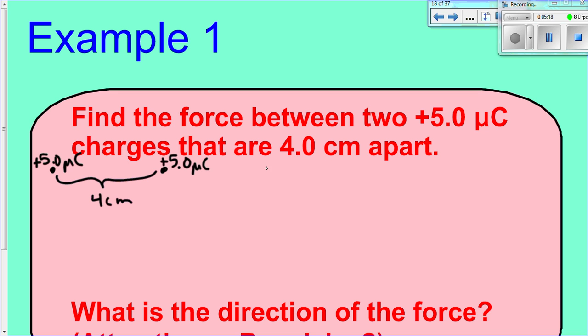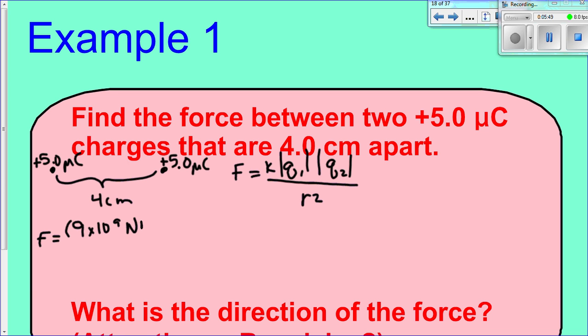Now I just have to figure out what is the force. So remember, force is going to be found by using Coulomb's law, which is K times the absolute value of Q1 times the absolute value of Q2, all divided by R squared. And so let's plug that in. So force, I'm going to start over here because I'm going to need some space. Force is equal to, K is my K constant, which is 9 times 10 to the ninth, and it's got the newtons meters squared per coulomb squared.